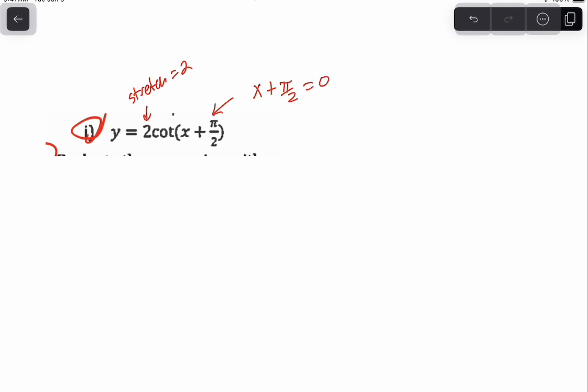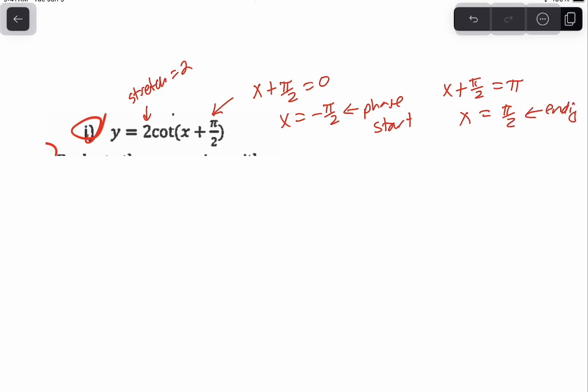If we set that equal to 0, that's not only going to be our starting value, but that's also going to be our phase shift. So that's our phase shift and our start. If we set that equal to pi, that's our ending. So we would get pi over 2 as our ending. And then if we set just x equal to pi, that is our period.